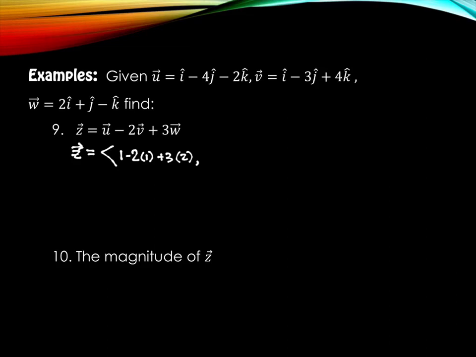The next one, we're going to do the same corresponding pieces, but with the different values for j. So I have the j component first, which is negative 4, minus 2 times the j component of v, which is negative 3. And then plus 3 times the j component of w, which is 1. And then my last one is the k component, so negative 2, minus 2 times the k component of v, which is 4. And then plus 3 times the k component of w, which is negative 1.